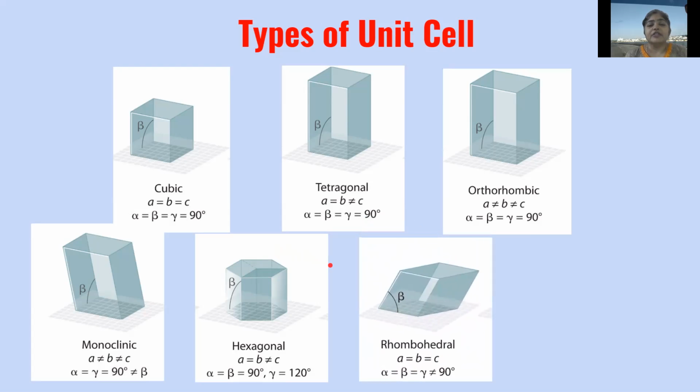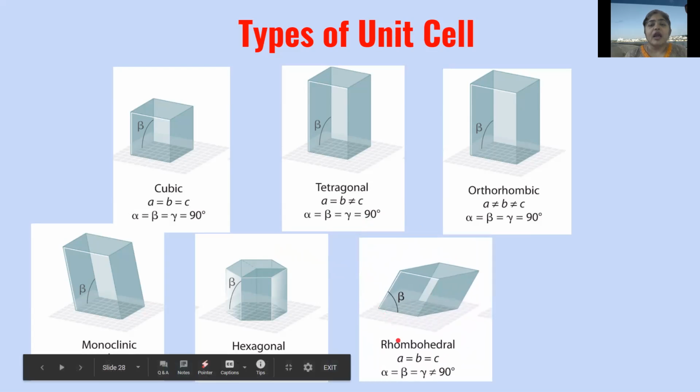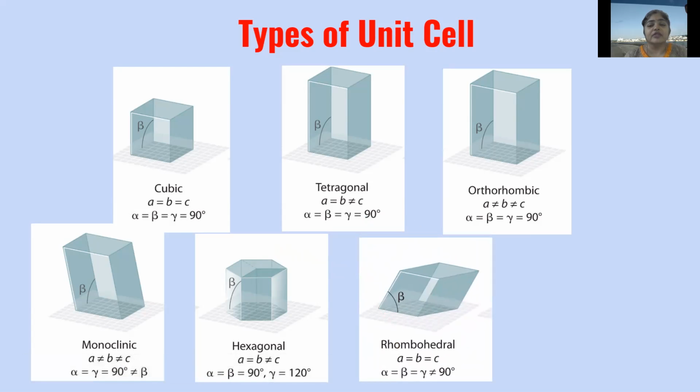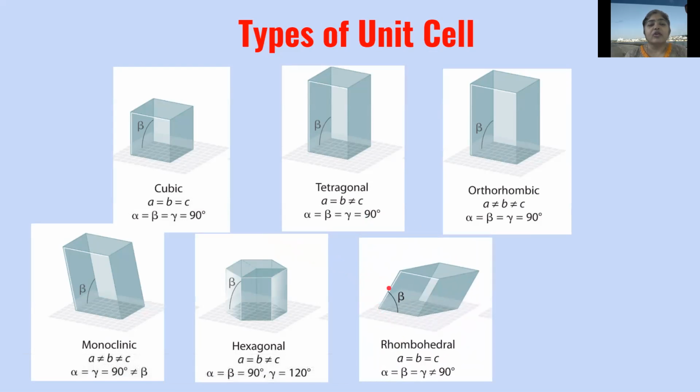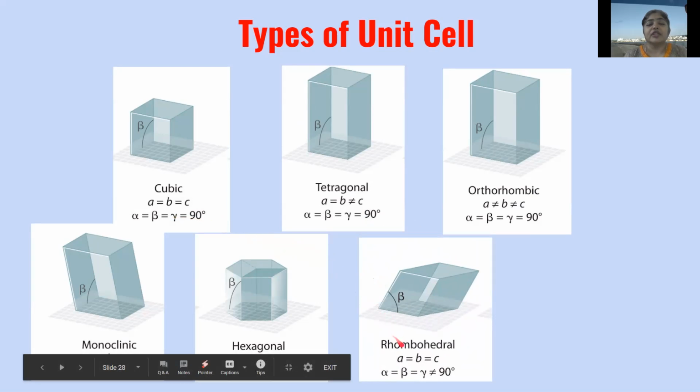The next type is the rhombohedral, where all the edges are equal to each other and all angles are also equal to each other. However, the angles are not equal to 90 degrees. So a rhombohedral, you can compare it with the cubic. Like a cubic, in rhombohedral also all the edges are equal to each other and all angles too are equal to each other. But what differentiates a rhombohedral from a cubic is that the angles do not measure 90 degrees.